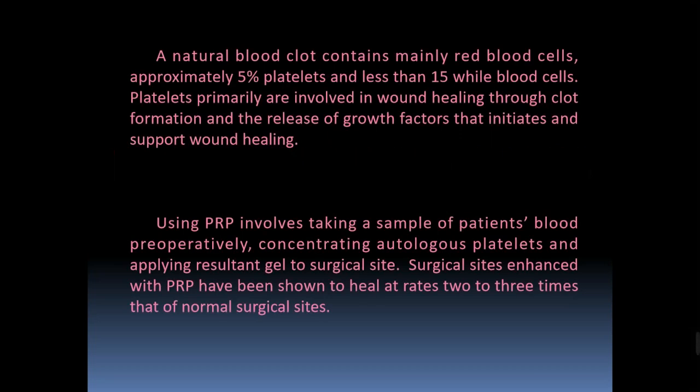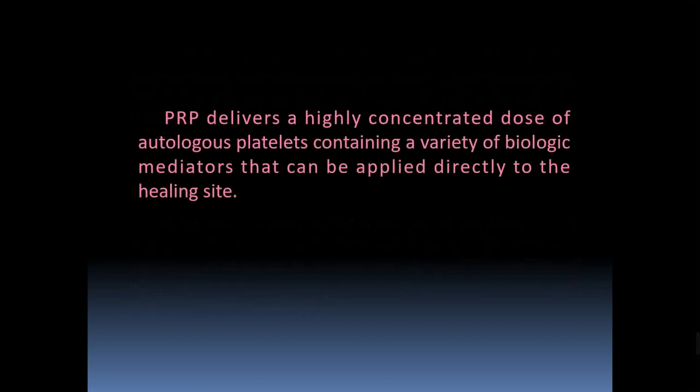Now, the next is platelet-rich plasma. A natural blood clot contains many red cells, approximately 5% platelets, and less than 1% white blood cells. Platelets are primarily involved in wound healing through clot formation and the release of growth factors that initiate and support wound healing. Using PRP involves taking a sample of the patient's blood preoperatively, concentrating autologous platelets, and applying the resultant gel to the surgical site. Surgical sites enhanced with PRP have been shown to heal at rates 2 to 3 times that of normal surgical sites. PRP delivers a highly concentrated dose of autologous platelets containing a variety of biologic mediators that can be applied directly to the healing site.